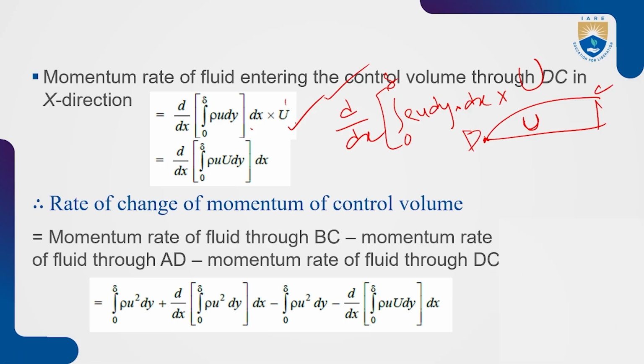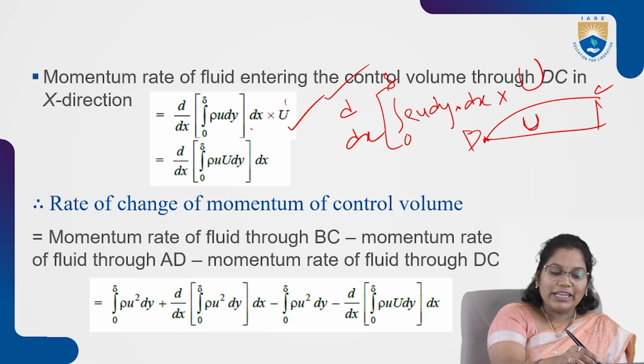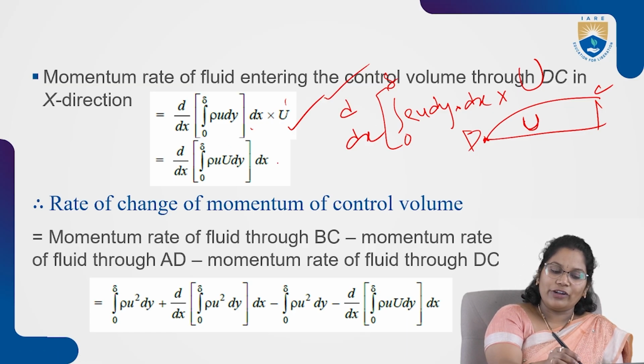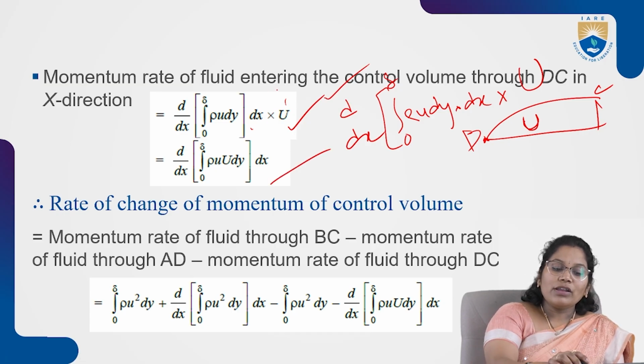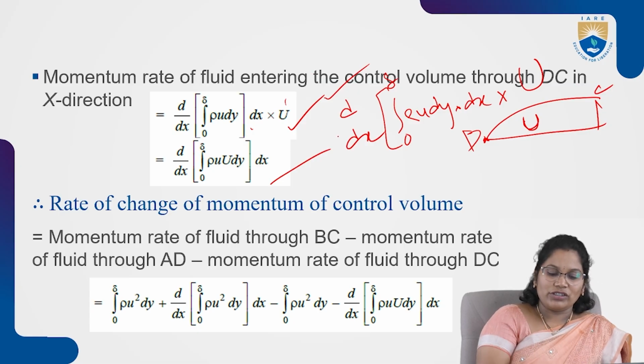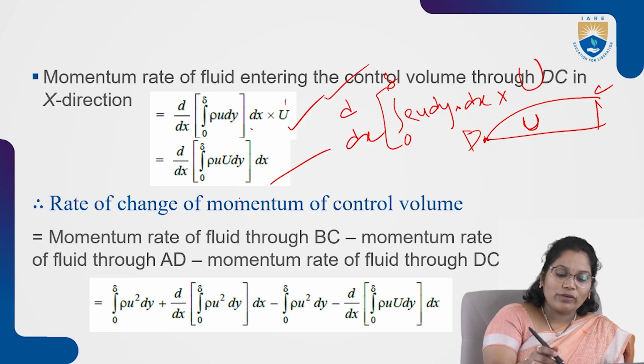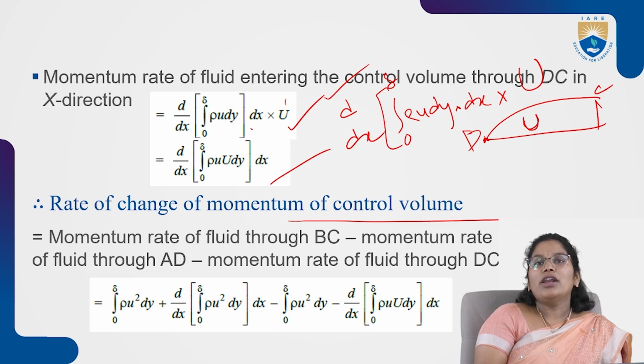That's why we are writing capital U. So the equation becomes d by dx integration of 0 to delta rho u into capital U into dy into dx. This is the momentum equation, for fluid entering the control volume through DC in the x direction. Now we are calculating the rate of change of momentum of the control volume.